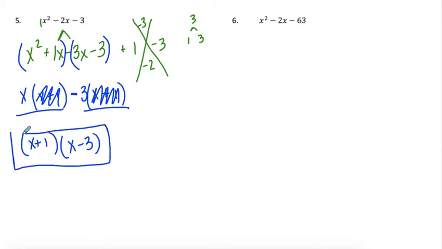Here's my factored solution. I can always check it back. X times x gets me x squared. X times negative 3 is negative 3x. 1 times x, there's 1x. 1 times negative 3 takes me back here. Combining the middle gets me back to the original trinomial. It's very repetitive, but we have to keep practicing, making sure that we see each of those parts.